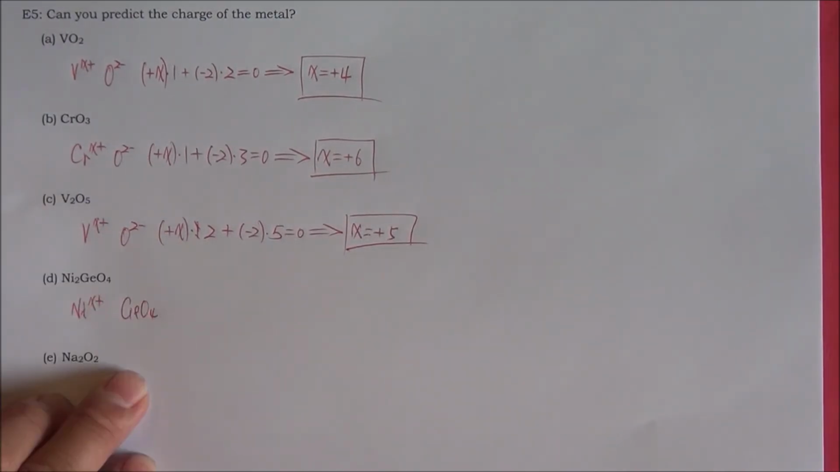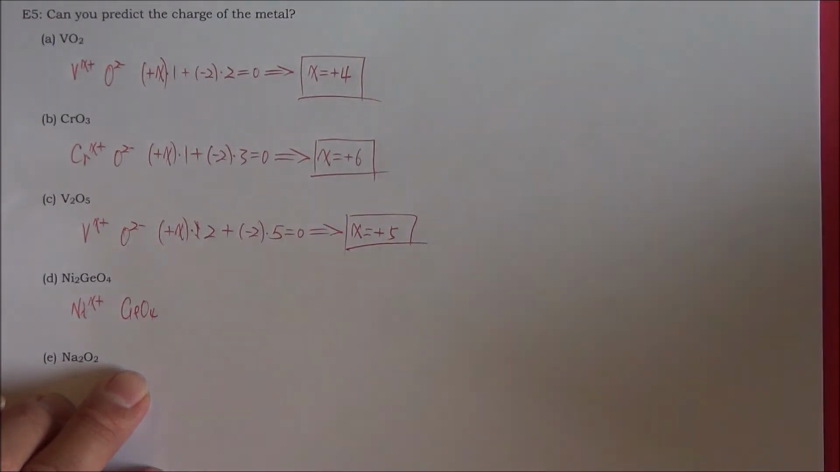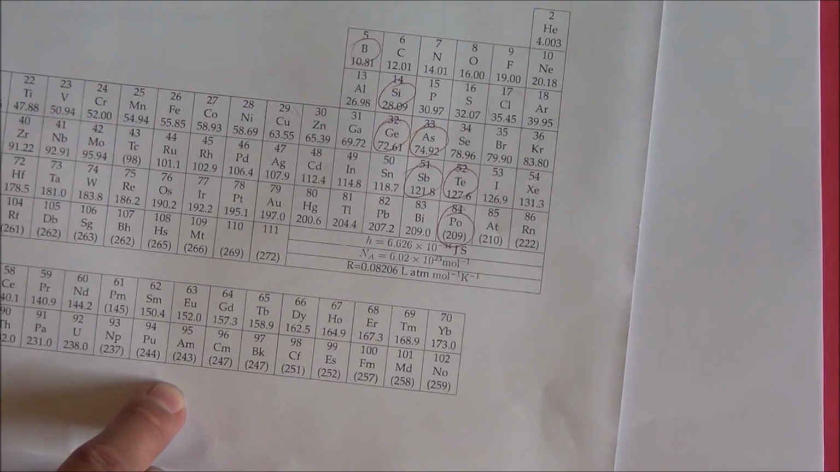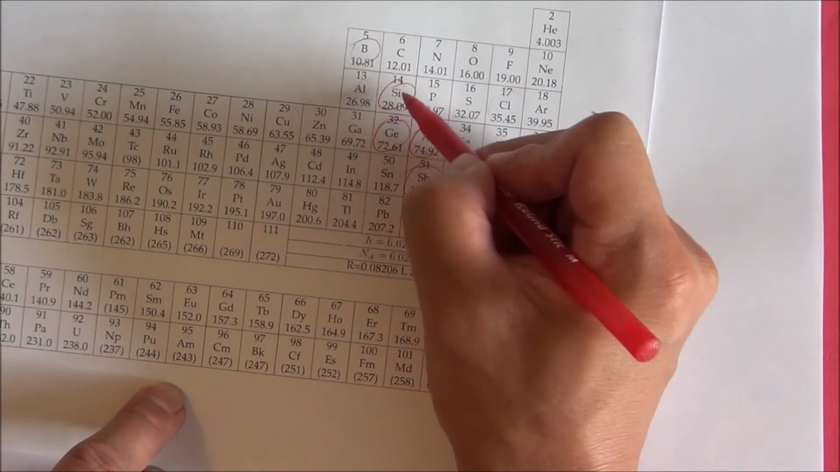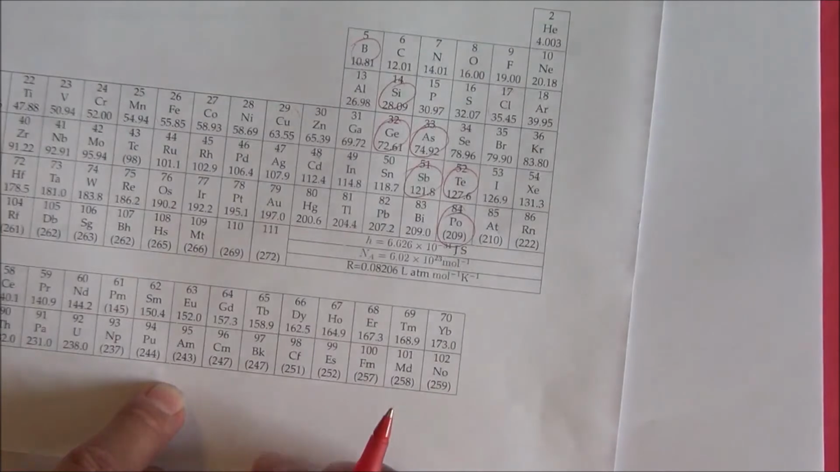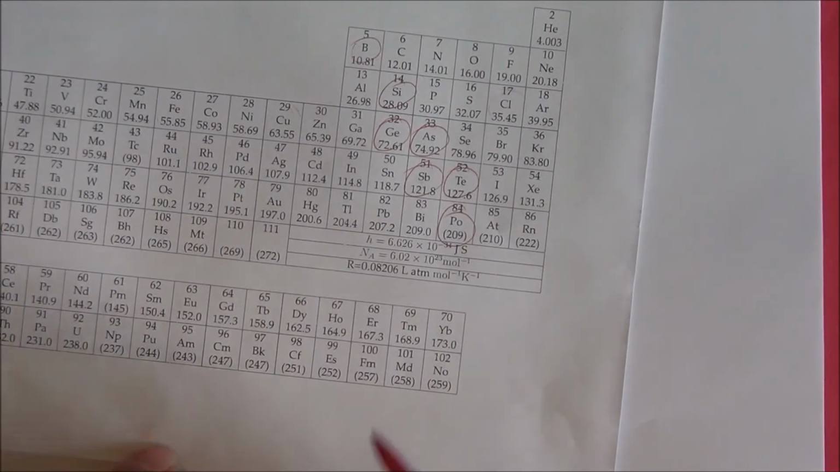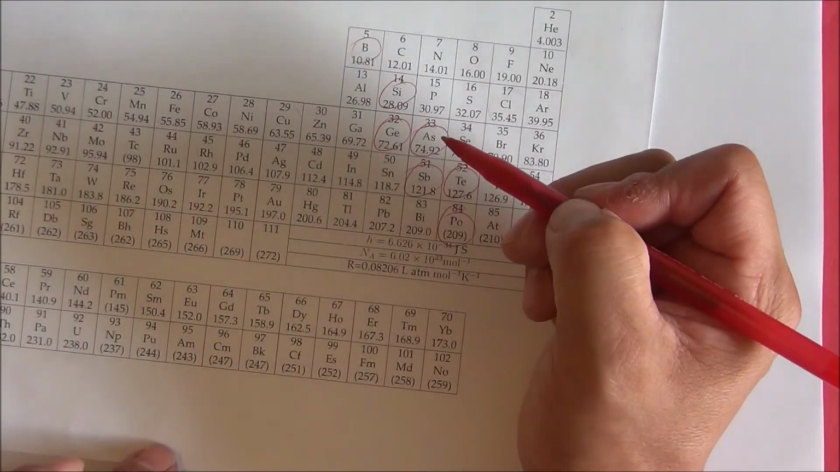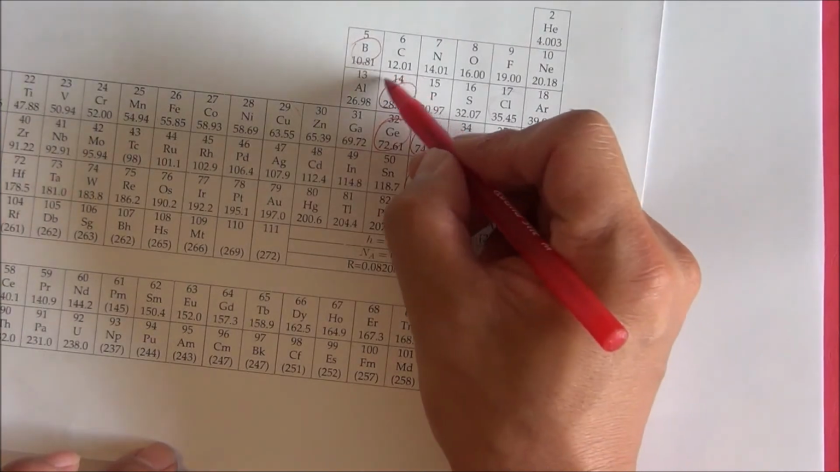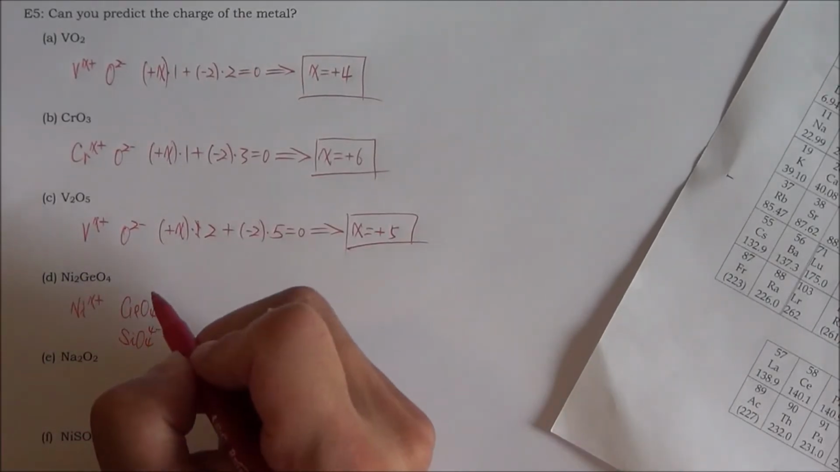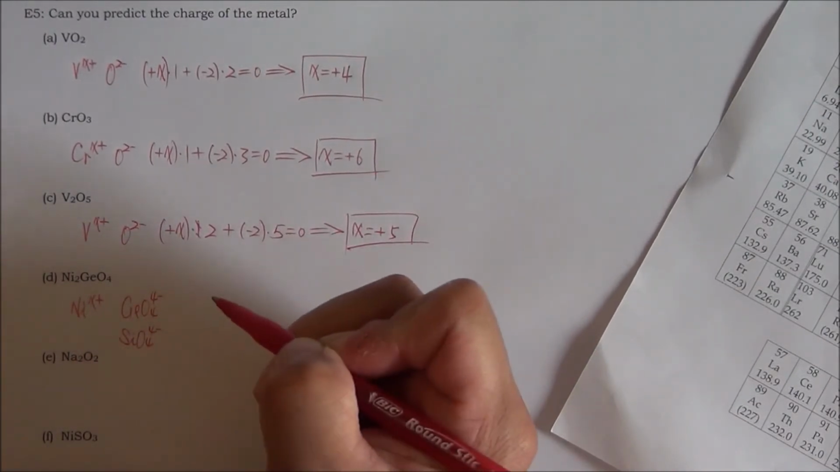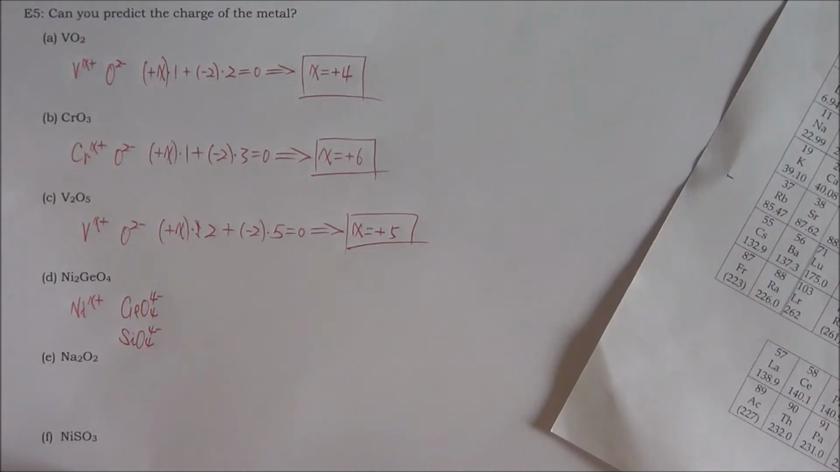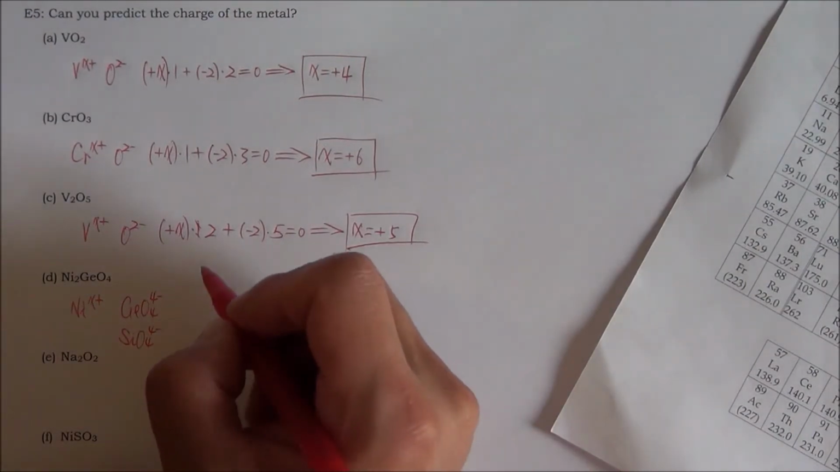To find the charge of GeO4 polyatomic ion, we need the periodic table. When we look at the periodic table, we find that germanium is directly below silicon. Both of them belong to the same group. Therefore, the polyatomic ion of germanium should have the same charge as the polyatomic ion of silicon. If you remember the charge of the polyatomic ion of silicon is -4, then you will know the charge of the polyatomic ion of germanium is also -4.